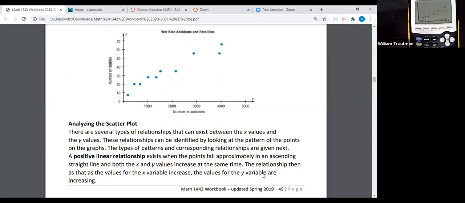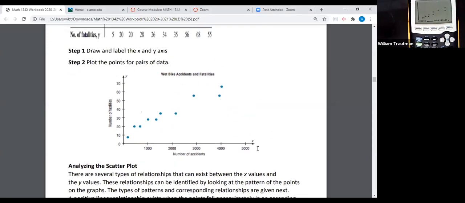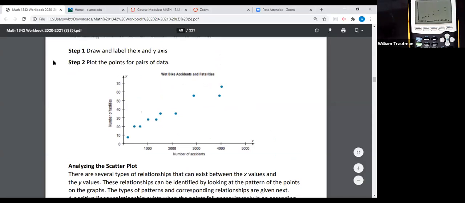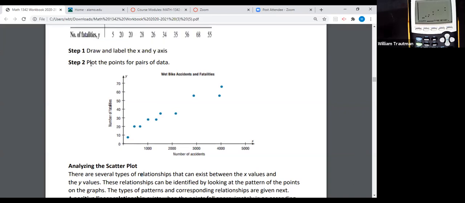Analyzing the scatter plot. Okay, so let's analyze this scatter plot. What we want to do is look at the scatter plot and say, hey, where's the data? What's happening with the data? If you look at it from left to right, it looks like the data is going up. And when the data is going up, we call it a positive correlation.